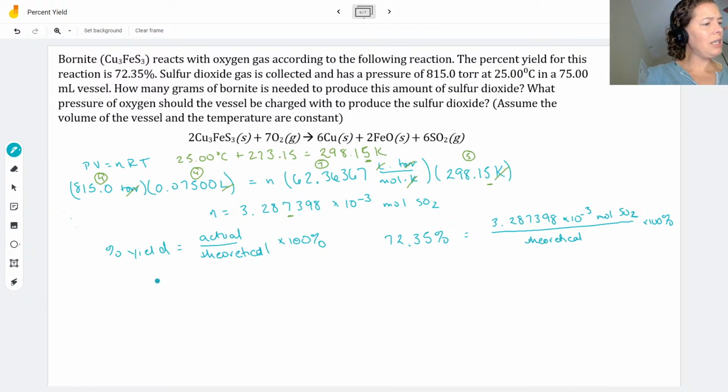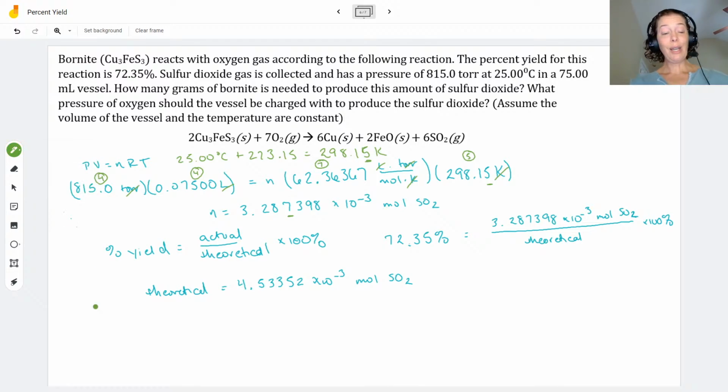So where did I put that calculation? Here it is. Okay, so our theoretical yield is 4.53352 times 10 to the negative third, and again that is moles of sulfur dioxide.